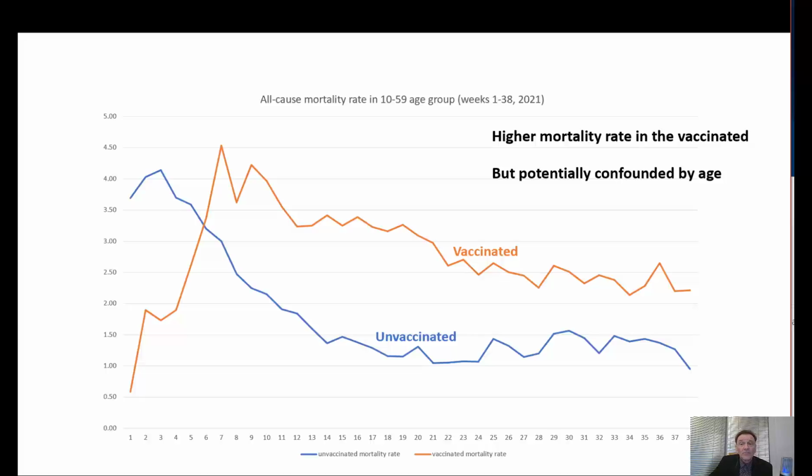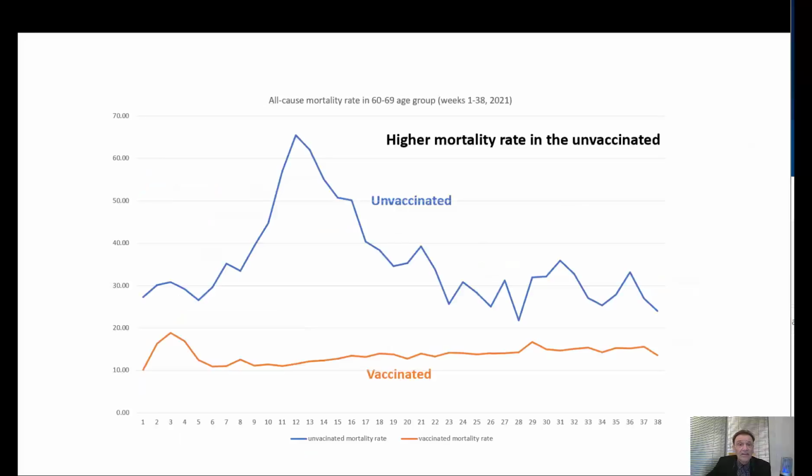So although when we produce a weekly plot of the unvaccinated against people with at least one jab, that's the vaccinated, it seems that the mortality is much higher in the vaccinated compared to the unvaccinated. But the problem is, because this age category is so large, it's likely that this is still confounded by age. And indeed, when you look at the older age groups, this is the 60 to 69 group, and plot the all-cause mortality, here you can see there's significantly higher all-cause mortality in the unvaccinated than the vaccinated.